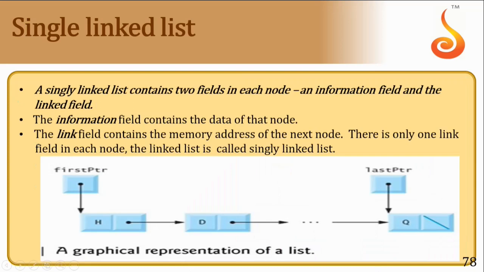How is the data stored? The data is stored in the form of nodes. Here you can see a node, and in this, one is the information part, the other is the link part. Why is it?